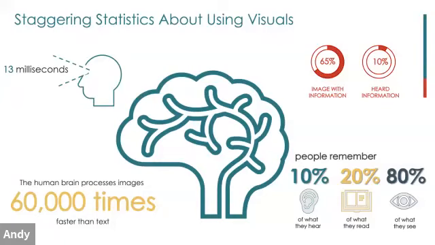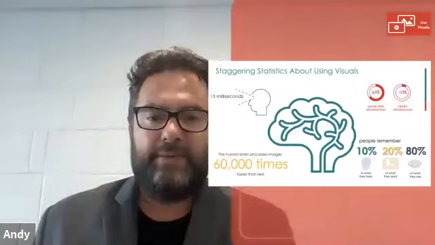The human brain processes images 60,000 times faster than text. And 80% of people remember what they see, compared to 10% of what they hear and 20% of what they read. So most people only read 20 to 28% of the words on that page. Most of you right now will be looking at that image of the brain, and then you'll be looking at the images and the corresponding percentages that relate to that, and forming your own visual view in your mind as you process right now. And that's the way the brain works.